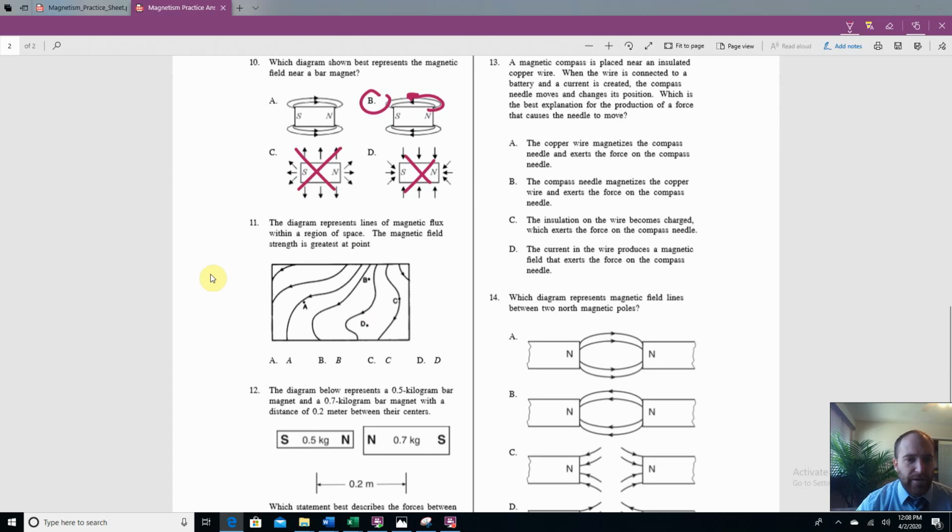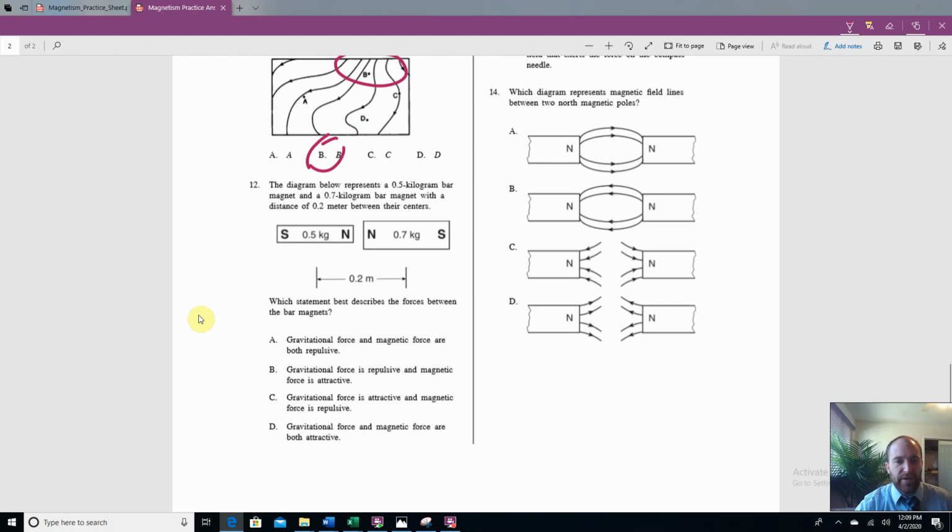11. The diagram represents lines of magnetic flux. I didn't cover this term, but it just kind of means field. That's all it means. Within a region of space, the magnetic field strength is greatest at which point? The fact to remember here, the second rule for fields in the note packet, is that the closer the lines are, the stronger the field is. I think the lines are really close together here, so I went with B. Close lines means strong field.